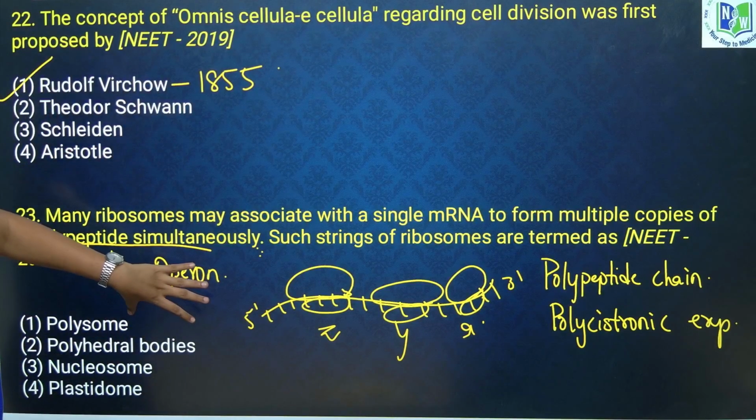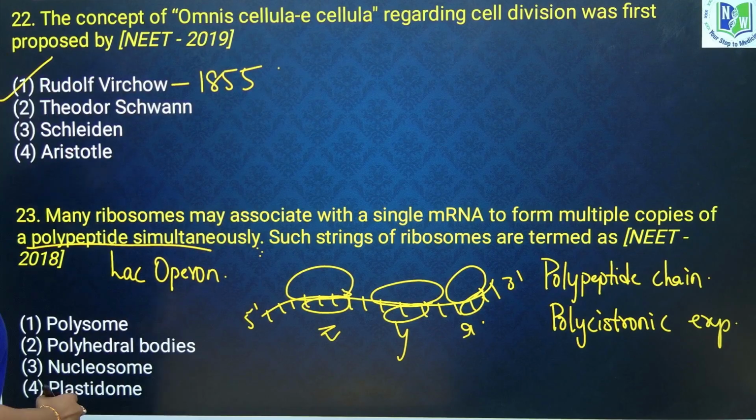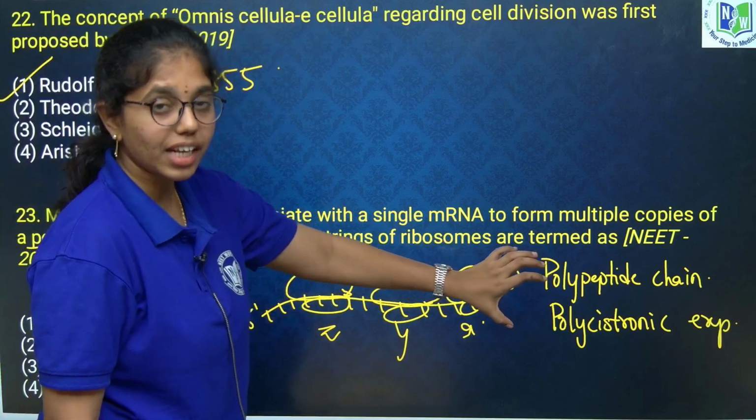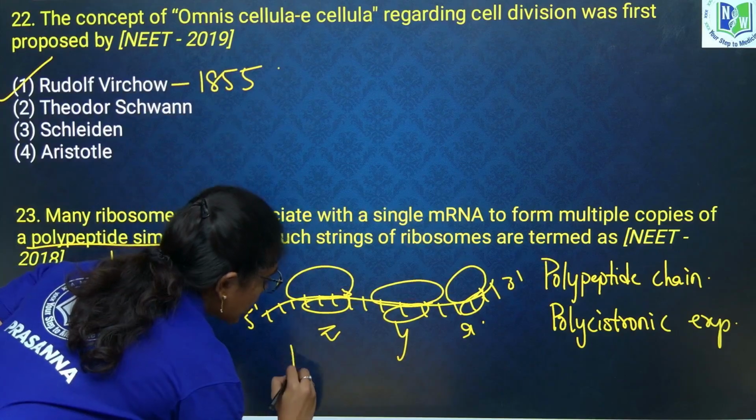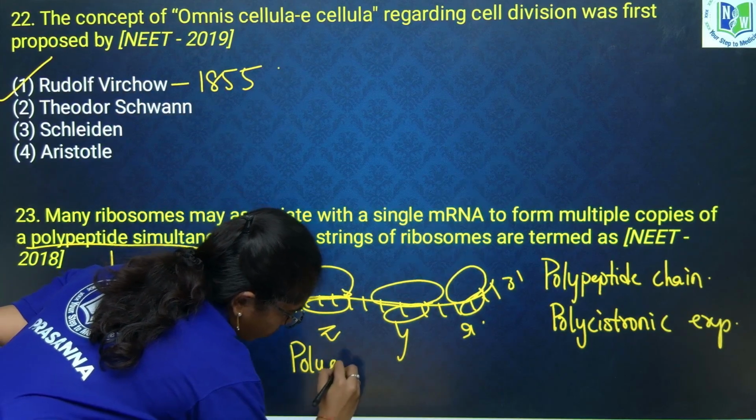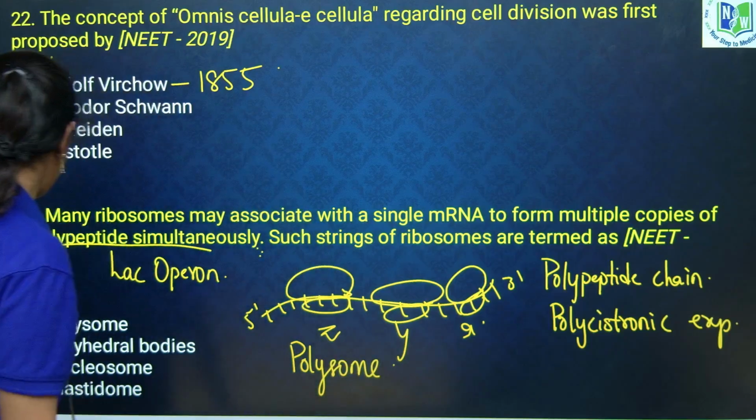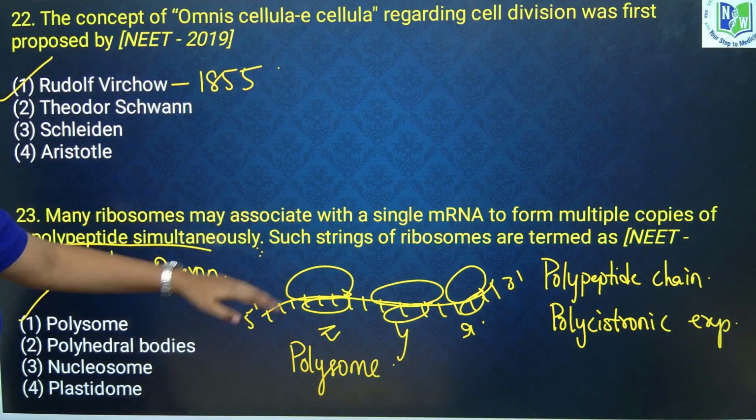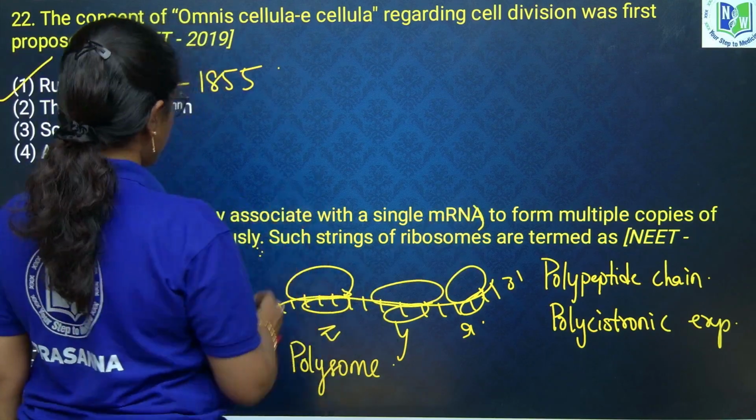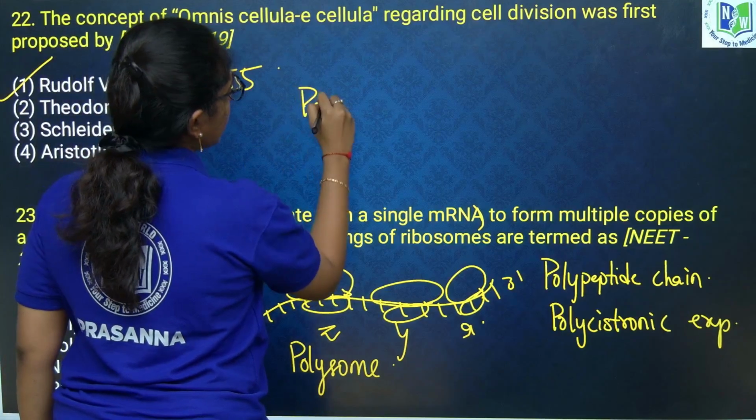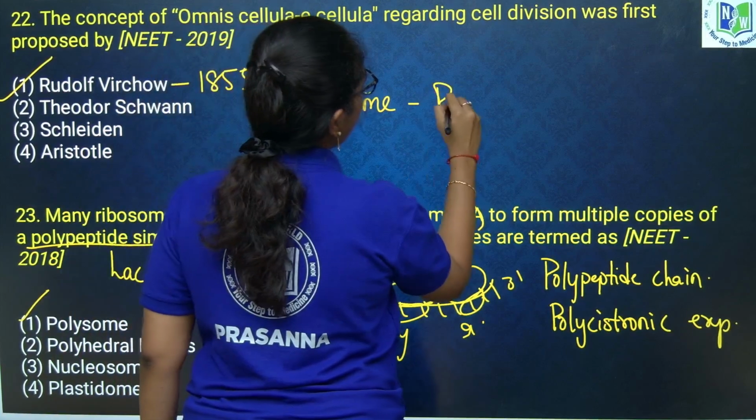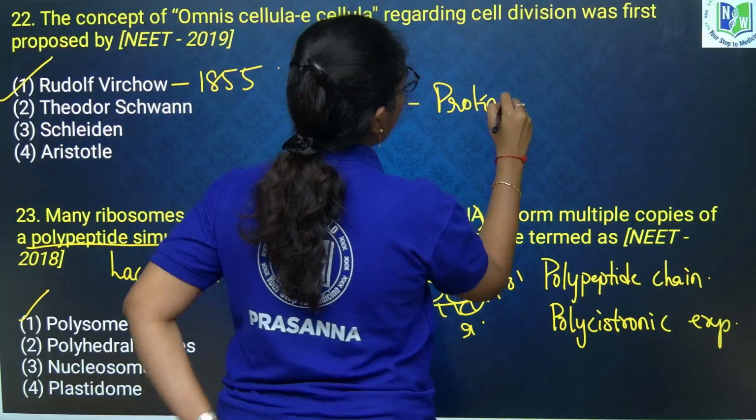Clear? So yes, that happens in the prokaryotic cell, and the pattern wherein on a single mRNA multiple ribosomes are attached, that model you will call a polysome. So yes, the option is 1. Many ribosomes associated with a single mRNA, that condition is called what? Polysome. Polysome you will see in what? Prokaryotic cell.